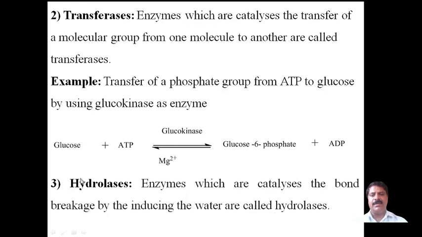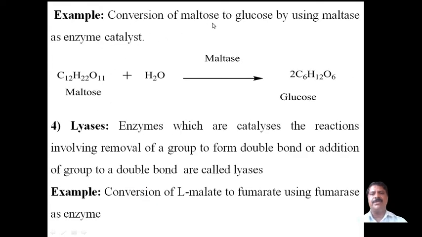Hydrolysis is the third class of enzymes, in which the breaking of a bond takes place by using water. This is called hydrolysis. An example of this is the conversion of maltose to glucose by using maltase as an enzyme catalyst.